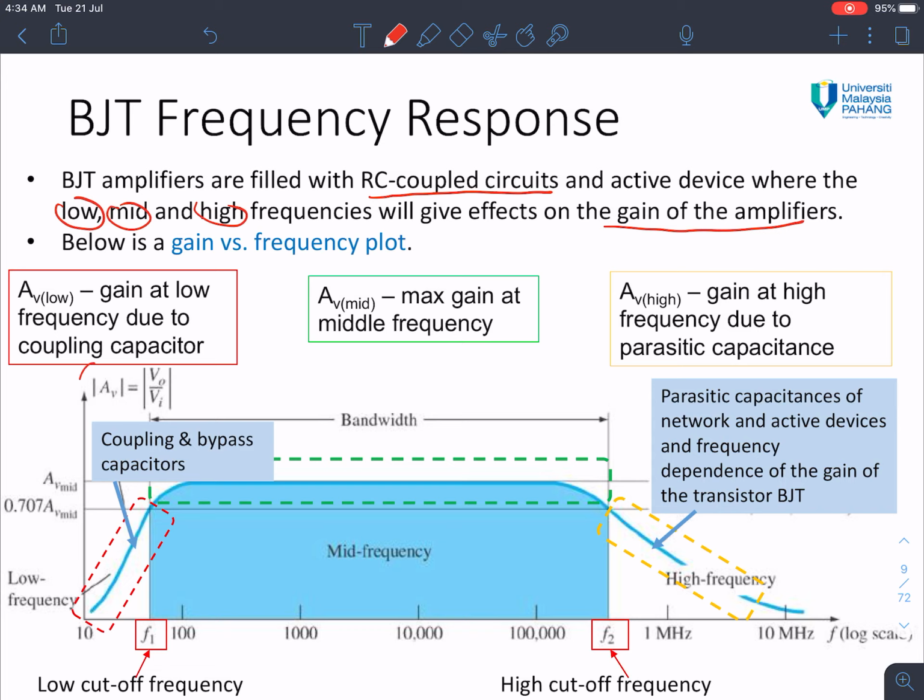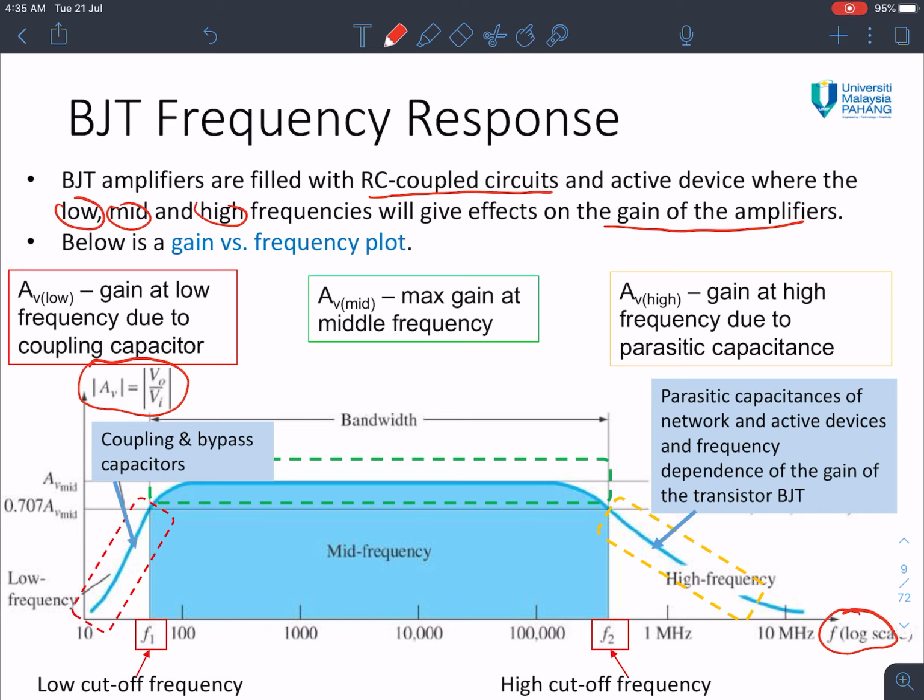This is the gain. The Av is the gain, and for the x scale it is f, in a log scale. This is what I said in the previous video, that we use a log scale for the frequency.